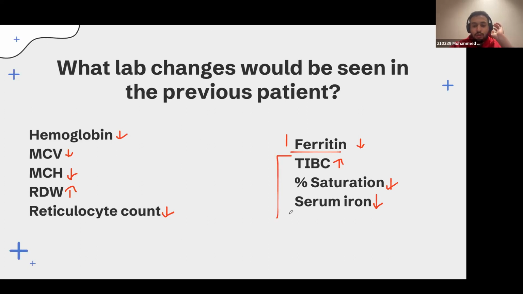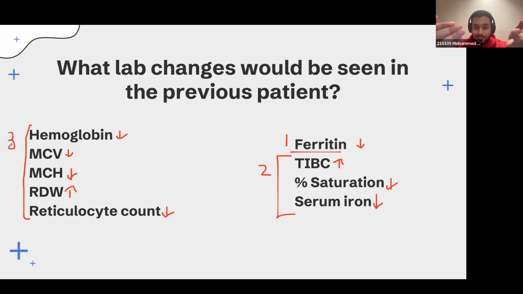Perfect. It's all of these. Okay. The second thing will be all of the iron studies. Okay. Ferritin's number one. Then the second thing will be all of these things. Okay. Then the third thing will be this. Okay. All the changes that you can see in hemoglobin.